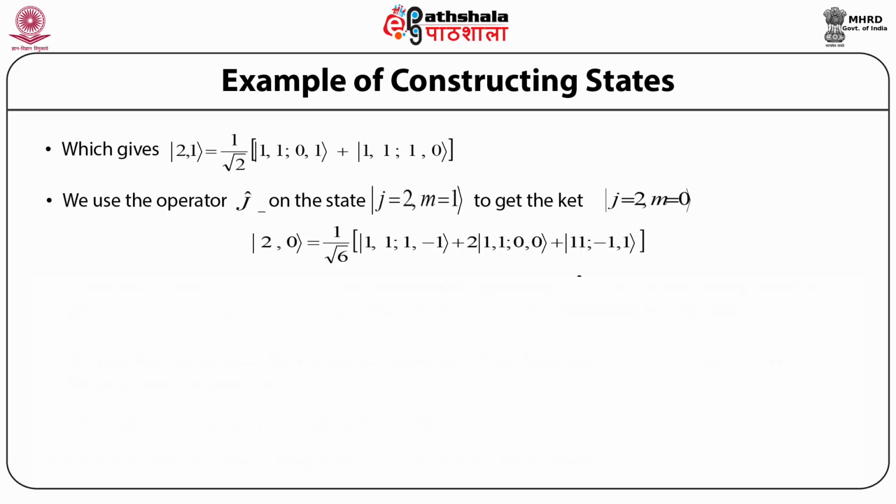So here we can use the operator j minus, that is the lowering operator, on the state defined by j equal to 2, m equal to 1 to get the state or the ket vector j equal to 2, m equal to 0, in a similar manner as we obtained the ket vector or the state j equal to 2, m equal to 1. So the ket vector or the state 2 0 turns out to be, using the lowering operator j minus on the ket vector 2 1, 1 upon under root 6 times (state vector 1 1 1 minus 1 plus twice state vector 1 1 0 0 plus state vector 1 1 minus 1 1).